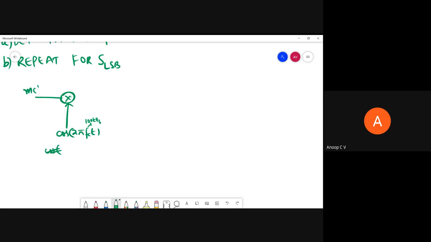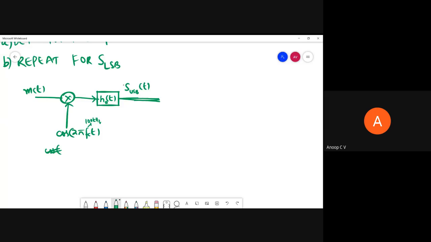So we should give m(t) and the carrier to a product modulator, and then pass it through a filter. As I need to retain only the upper sideband, I should pass it through a filter HU(t). It will retain only the upper sideband. So what we'll get here is s USB(t).